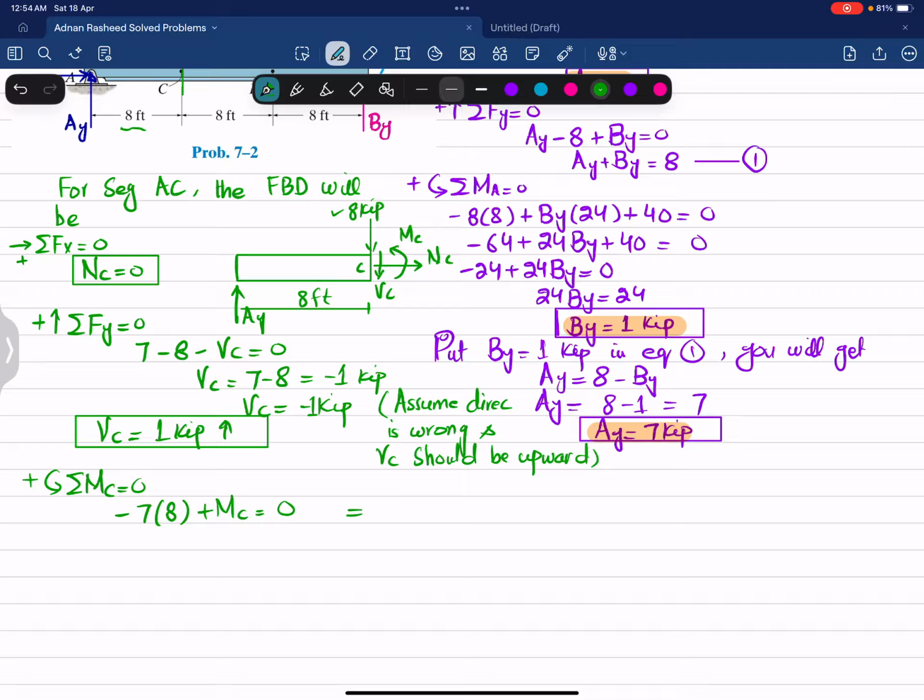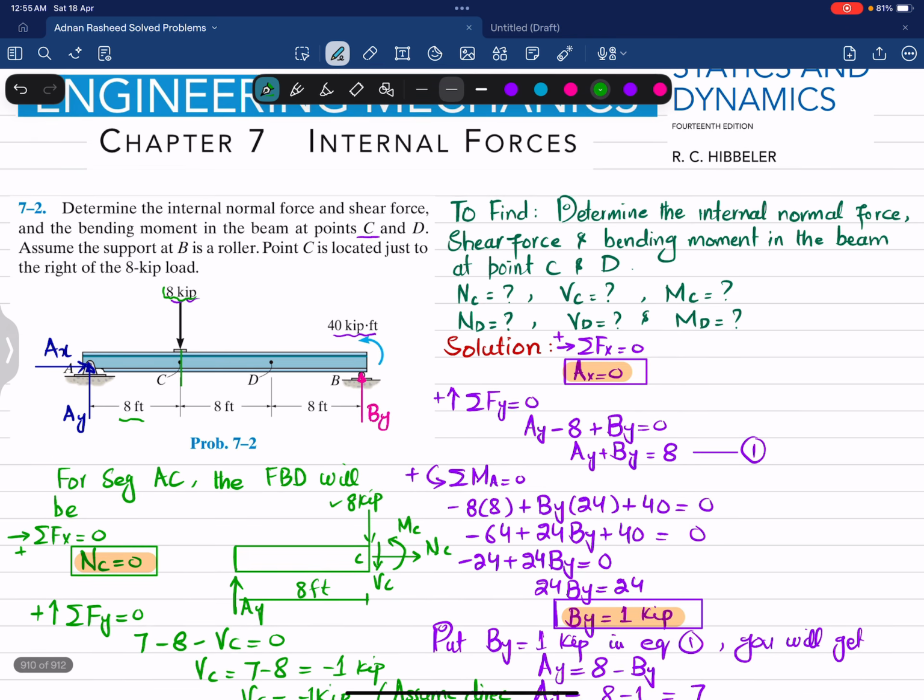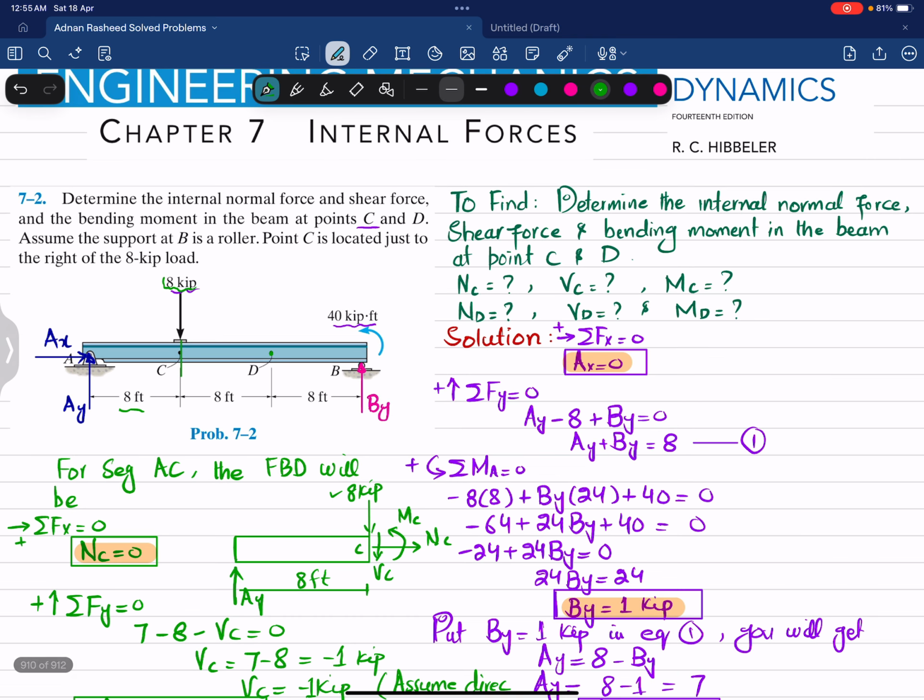So from here we can find this MC is equal to 7 8s are 56, and the unit will be kips into feet. Since this is a positive value, it means that our assumed direction is correct. So we have found out the internal normal force, shear force, and movement at point C. Now what we are going to do is that we are going to find at point D as well.